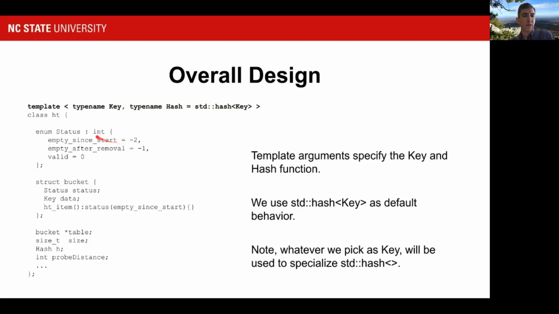Okay, inside my HT class, my generic hash table class, I'm going to support linear probing, so I'm making an enumerated type that I can define empty since start to be -2, empty after removal to be -1, and valid equal to 0. And I'm going to use these values in the implementation. I define a struct bucket to include a status, which is one of these values, and a key. And then when I initialize a bucket, I initialize it to be empty since start.